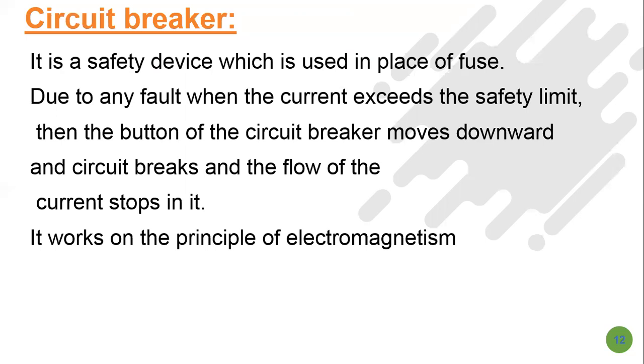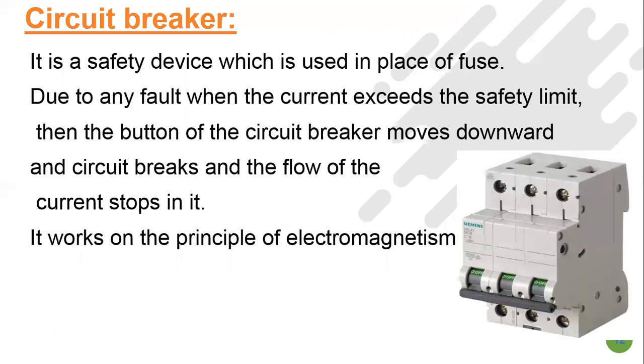All right, you see this circuit breaker. If current exceeds the safety limit, these switches move down. These three switches move down. And if we repair the fault, then these switches move up and work again. You do not replace it, just fix the fault and move the buttons upward. In a fuse, you replace the fuse itself, but in a circuit breaker, just remove the fault.